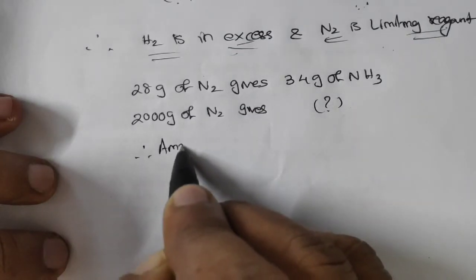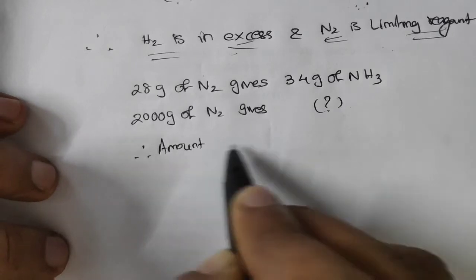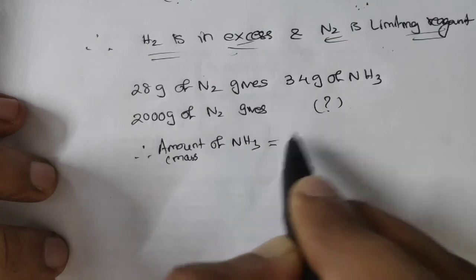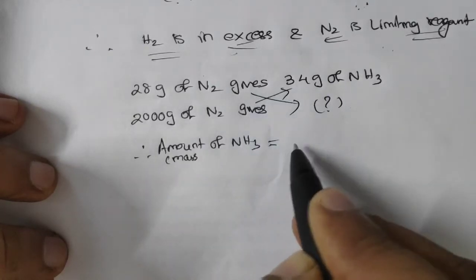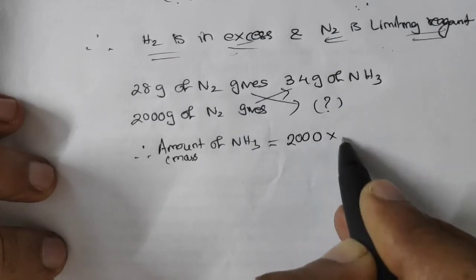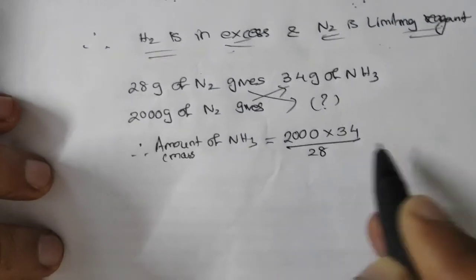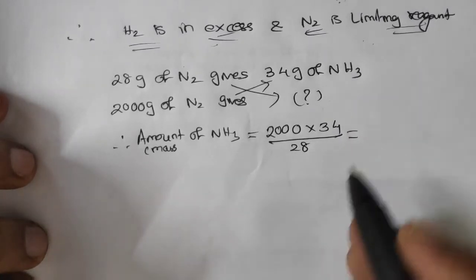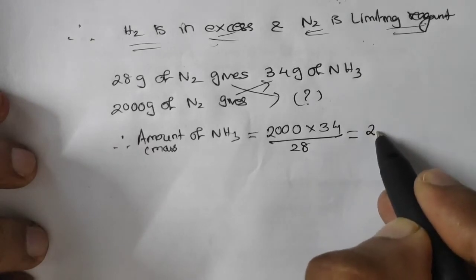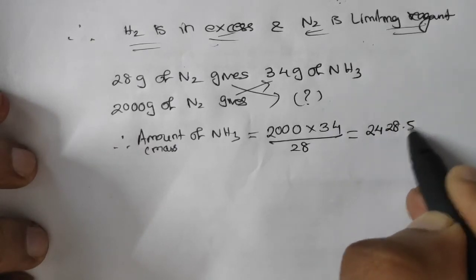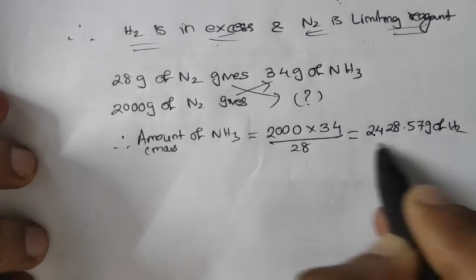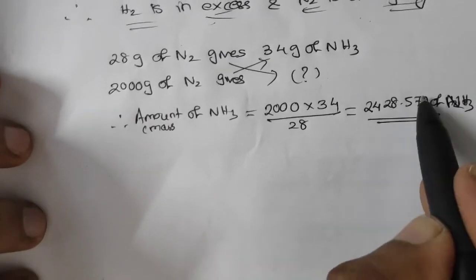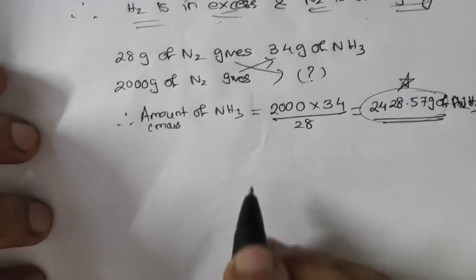So the mass of ammonia, or amount of NH3, is equal to, by simple cross multiplication, 2000 into 34 divided by 28. If you calculate, it will be 2428.57 grams of NH3 produced. Understood? So this is the answer for the first question.